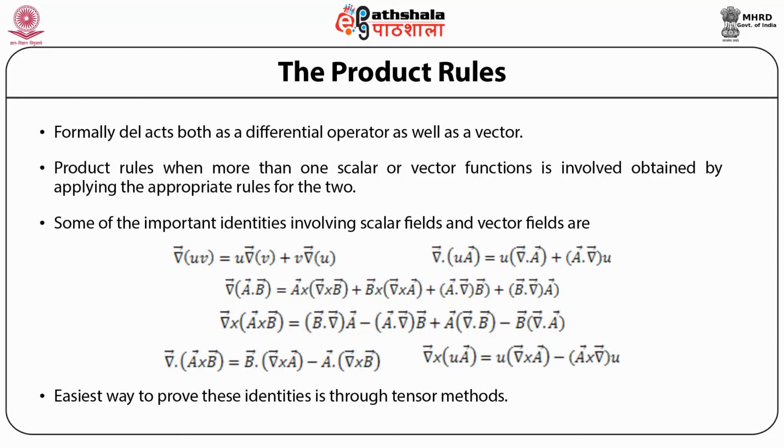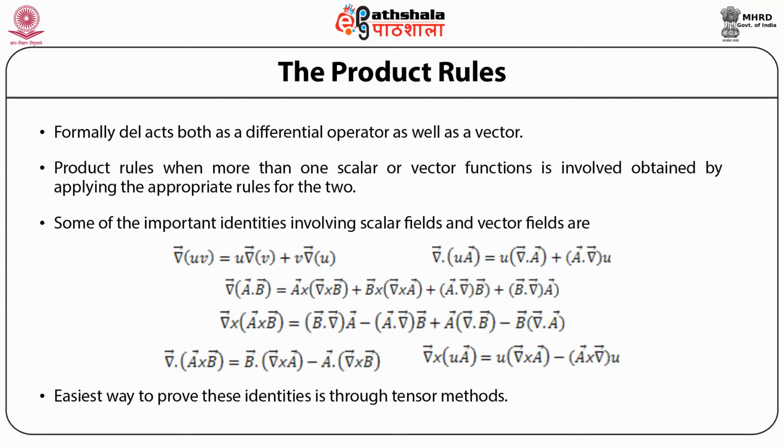Del of a vector dot b vector is equal to a vector cross del cross b vector plus b vector cross del cross a vector plus a vector dot del into b vector plus b vector dot del into a vector. Del dot u into a vector is equal to u into del dot a vector plus a vector dot del into u. Del dot a vector cross b vector is equal to b vector dot del cross a vector minus a vector dot del cross b vector.